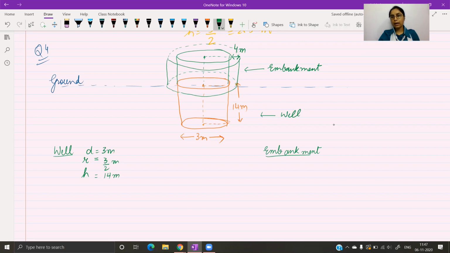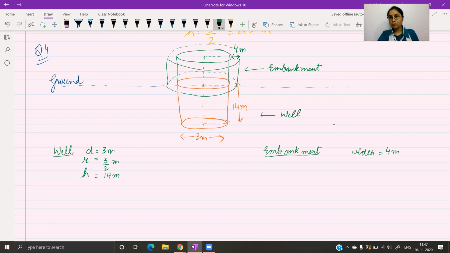Now for the embankment, since there is a width, I'm first of all going to write down the width of the embankment. This is 4 meters. I would like to use a small r and capital R, but I have already used small r. So I'm going to use R1 and R2 instead. If you want, you can use capital R and small r for the embankment. And for the well, you can use R dash or R1, or something else.